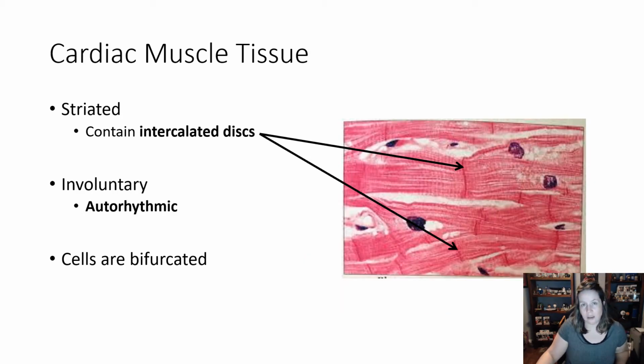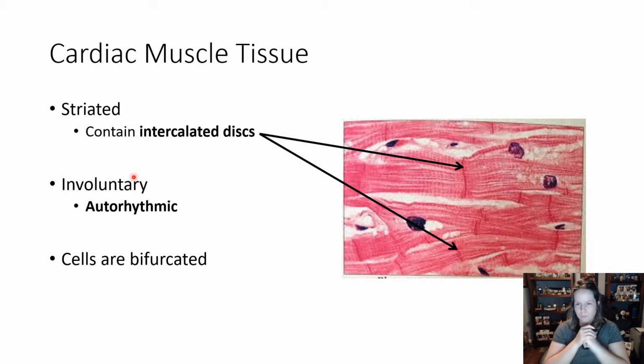Cardiac muscle is also striated, so we saw that in lab. It has these vertical alternating dark light bands. However, it is involuntary, so that's one thing that makes it different from skeletal muscle tissue. We don't tell our heart muscle to contract. It's actually what we call autorhythmic. So it sets its own rhythm, and we'll talk more about that when we get to the heart in a few videos.